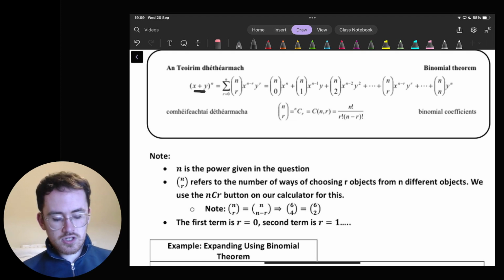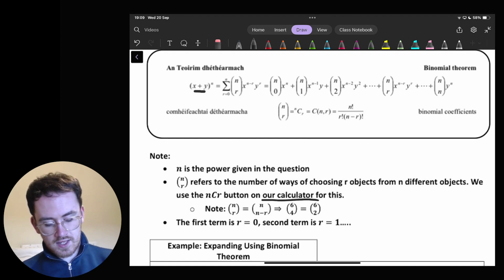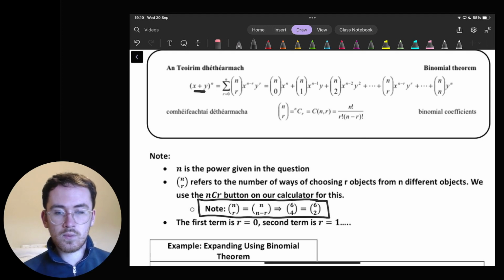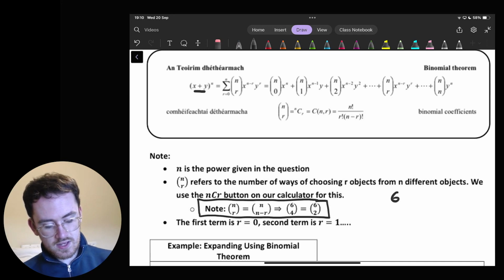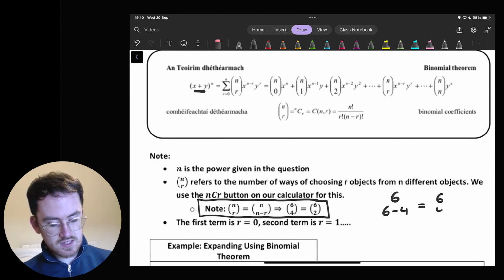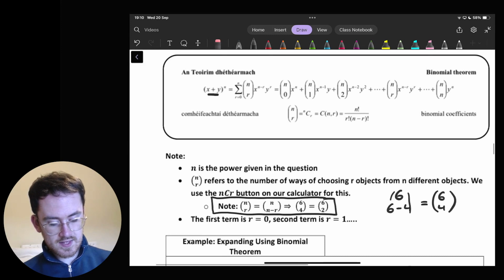But it's important to note as well that when we're looking at this operator, if we have, say, n choose, so 6 choose 4, that will give me the same value as 6 choose 2. Because for any value, if I have 6 here, 6 take away 4 gives 2. Okay, and that's what we're going through here.